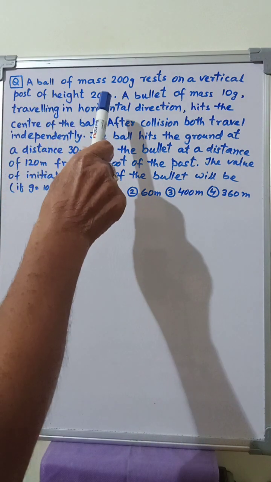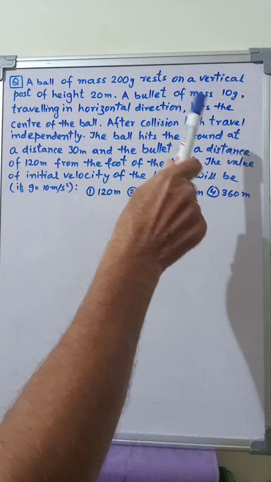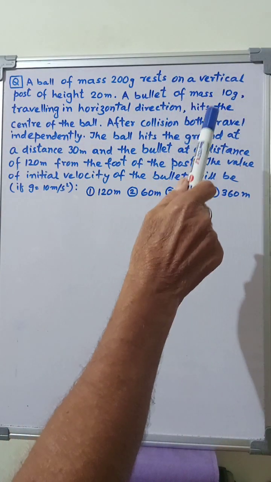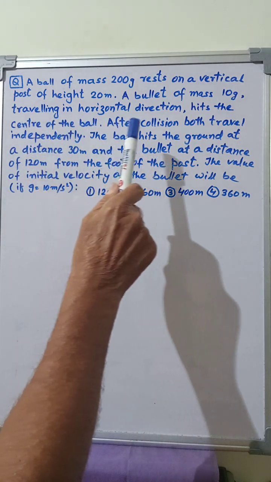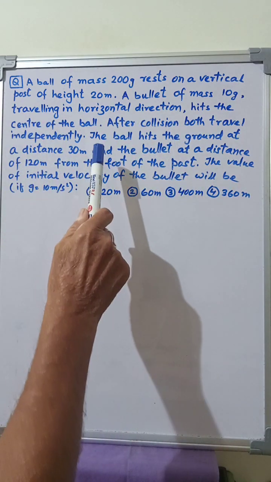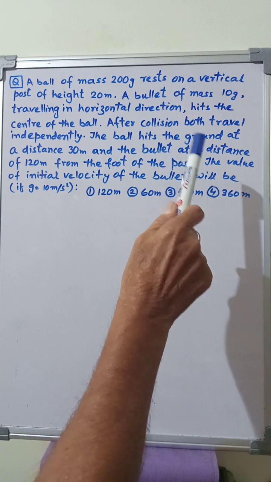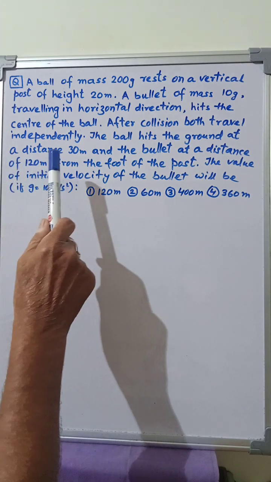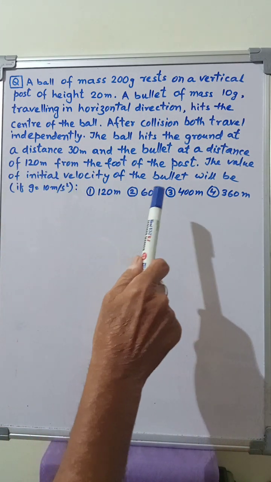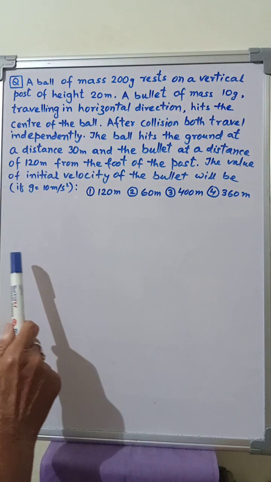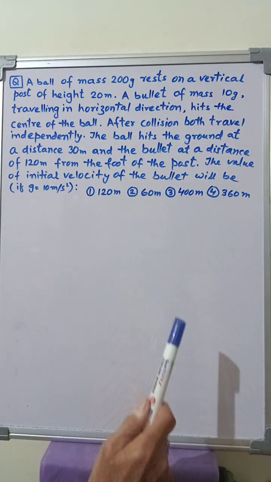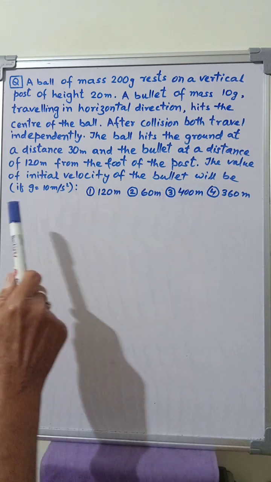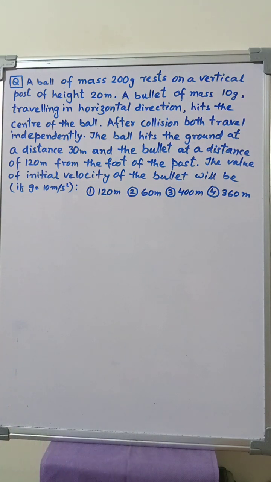A ball of mass 200 grams rests on a vertical post of height 20 meters. A bullet of mass 10 grams traveling in horizontal direction hits the center of the ball. After collision, both travel independently. The ball hits the ground at a distance 30 meters and the bullet at a distance of 120 meters from the foot of the post. The value of initial velocity of the bullet will be, if g is equal to 10 meters per second square.